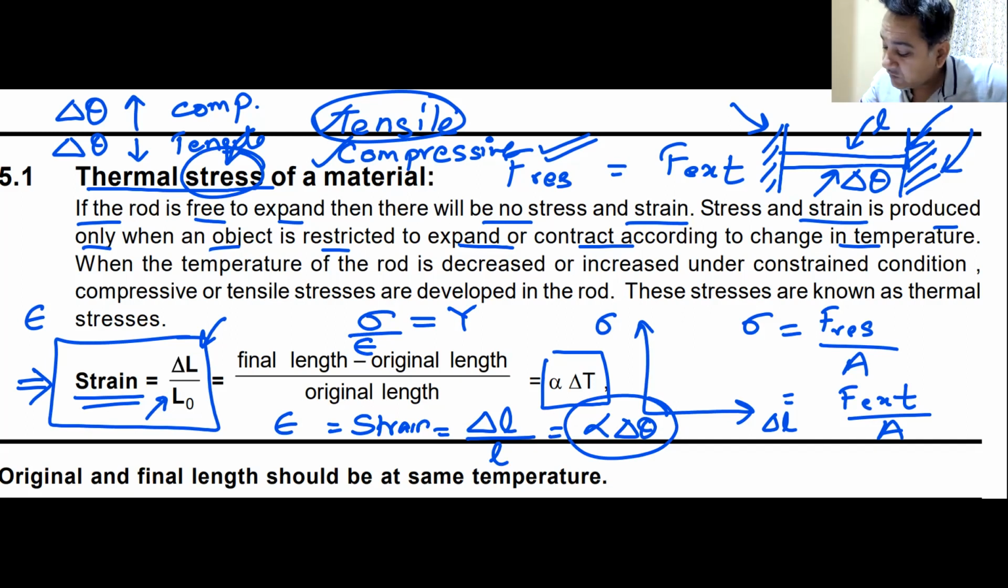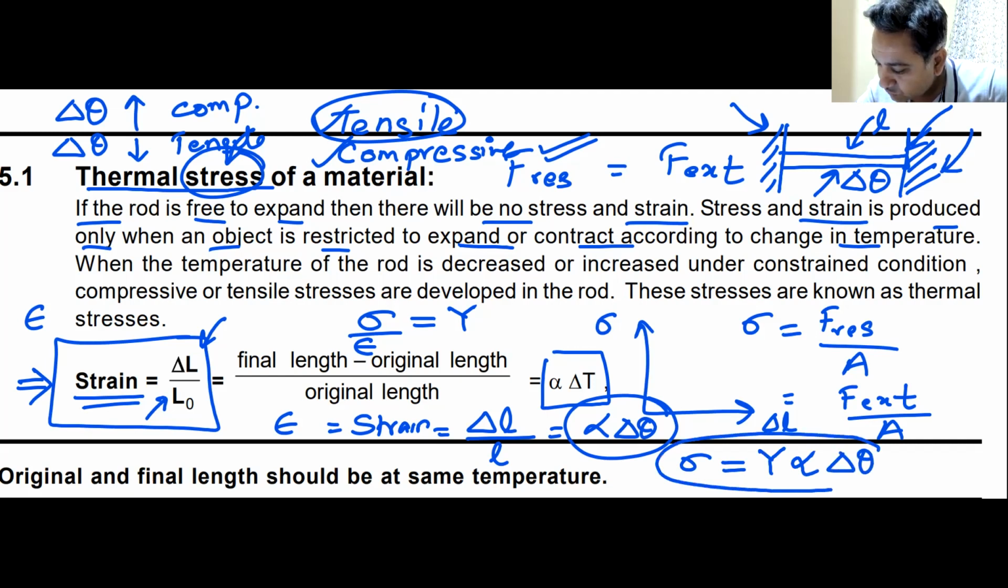So how will you find out the value of stress? Stress will be equal to strain multiplied by Young's modulus. So your thermal stress would be coming like this. It would be equal to Y alpha into delta theta. That would be your thermal stress. Am I clear with this concept? Such questions have come for thermal stress, and they can easily come even in JEE Main or JEE Advanced. Do we understand this, everyone?